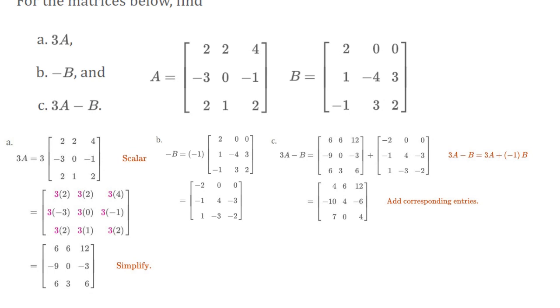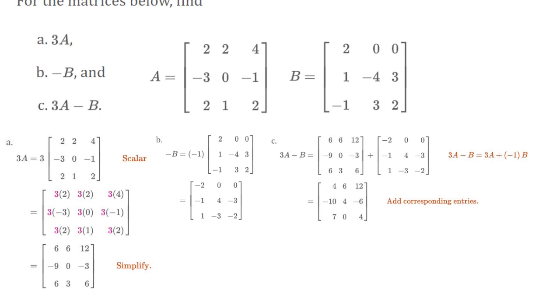-9 plus a -1 is a -10. 0 plus 4 is 4. -3 plus -3 is a -6. 6 plus 1 is 7. 3 plus -3 is 0. And 6 plus -2 is 4. Okay, it's each element with its corresponding address.